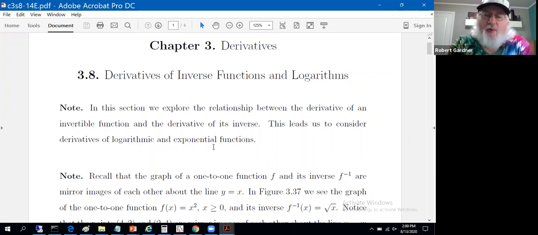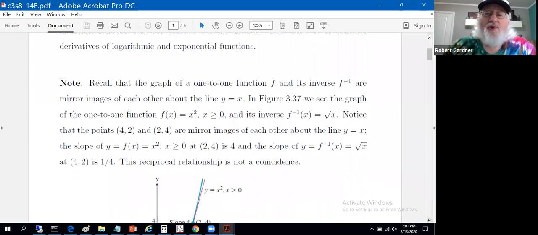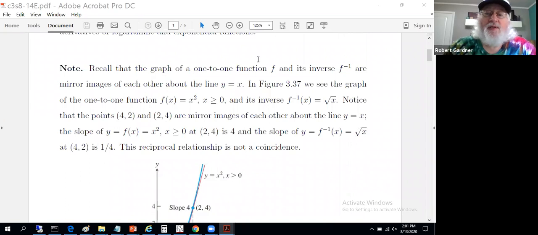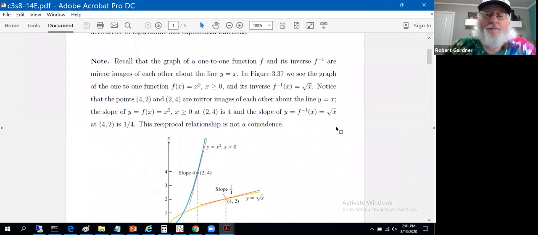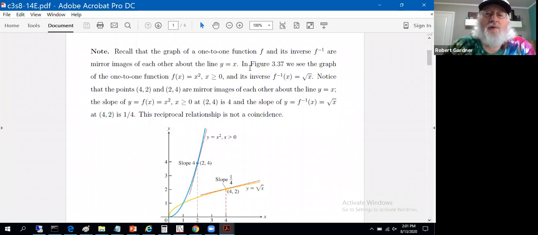We know how to differentiate exponential functions, and we're going to use that knowledge to figure out how to differentiate logarithmic functions. So let's start with everybody's favorite example of a function and its inverse. Let's start with the squaring function with a restricted domain and its inverse, the square root function.